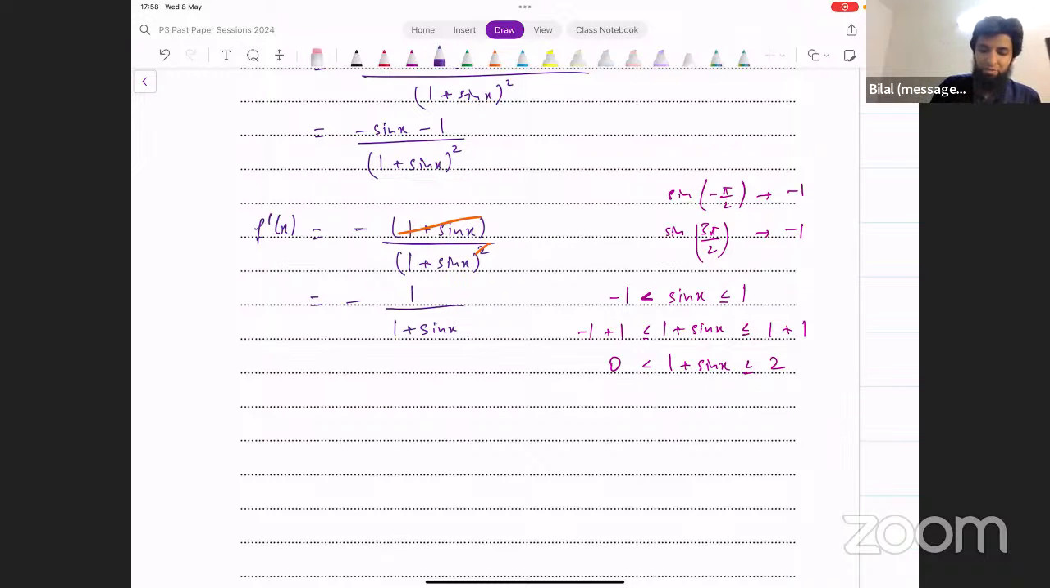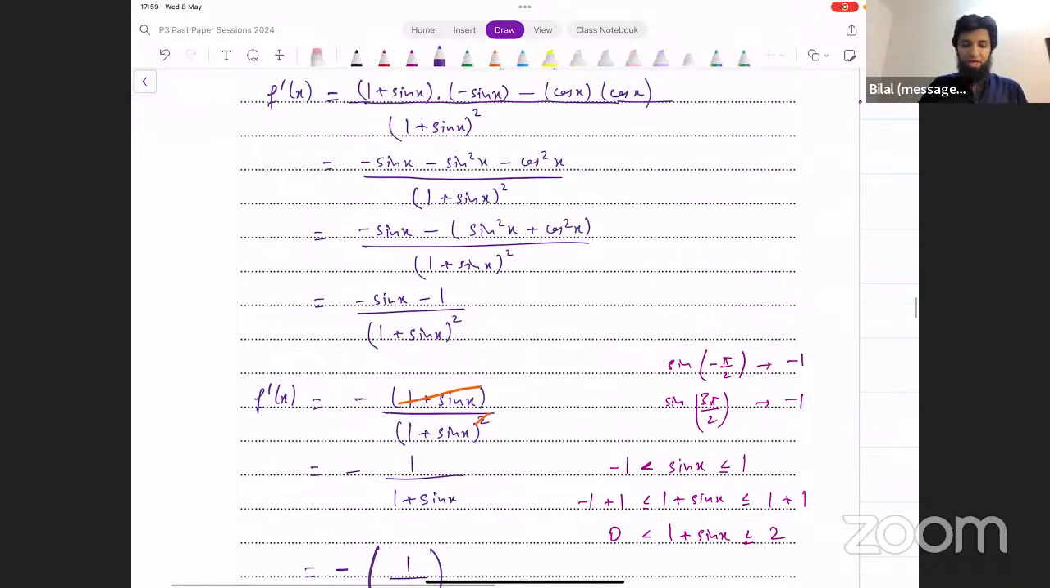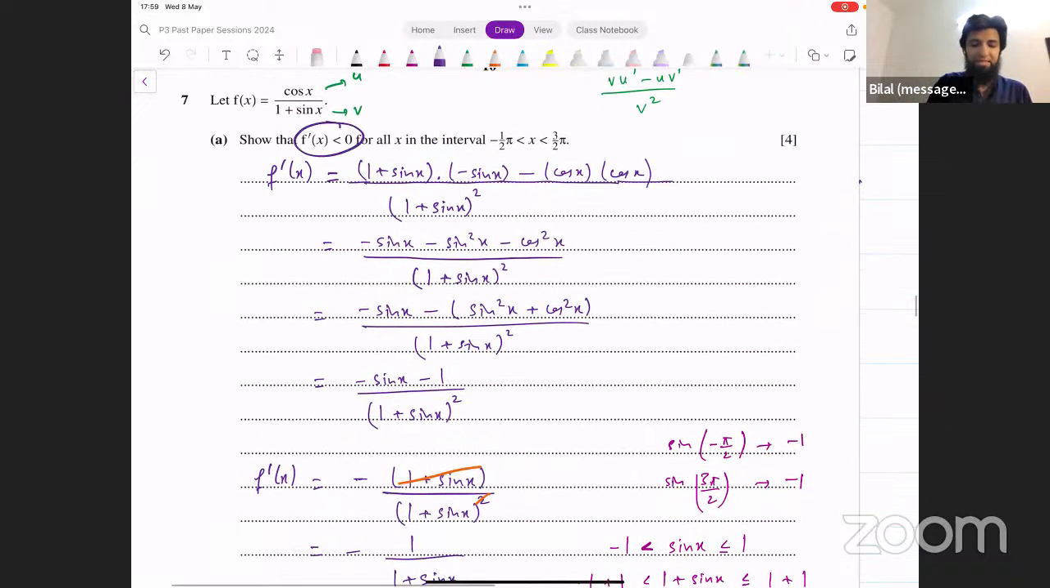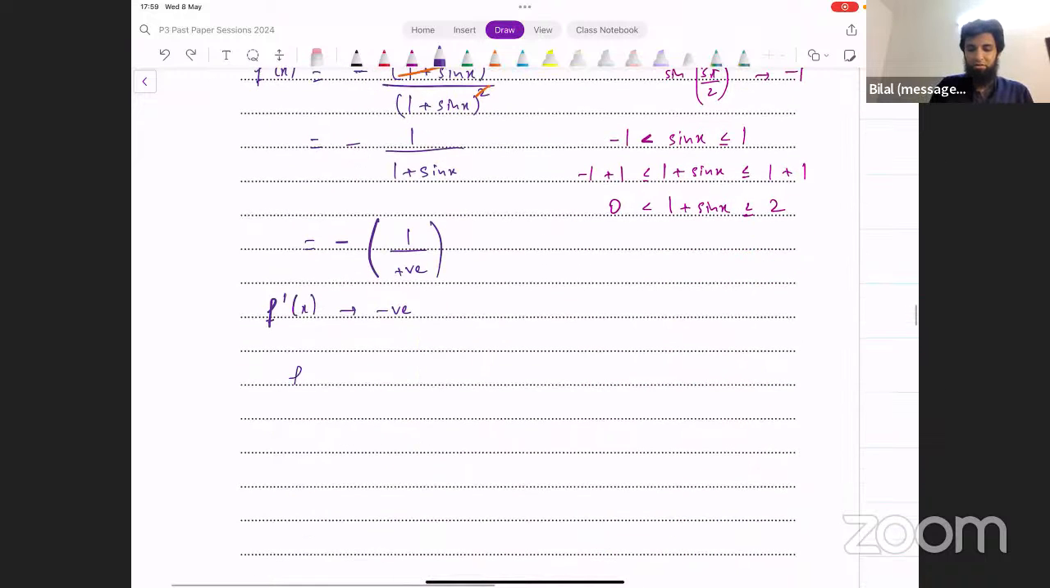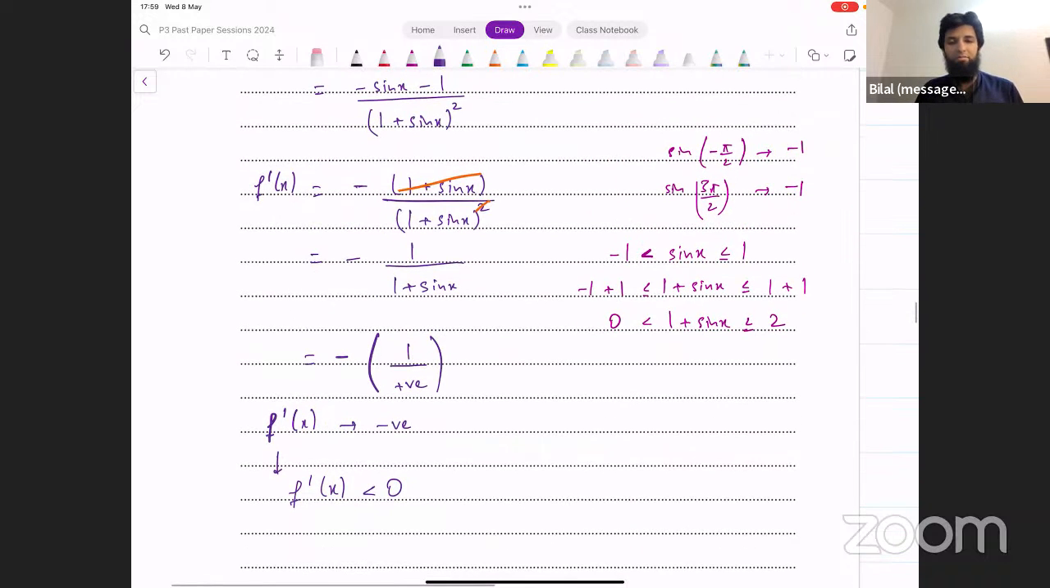Now, if this denominator is positive, we have a minus sign outside. The number inside is 1 over some positive value. So this whole thing is positive, but since we have a negative sign outside, that means f dash of x is actually going to be negative, right? Because of the negative sign outside, minus into some positive number, the whole thing becomes negative, right? So that proves that f dash of x is less than 0, no matter what the value of x is. Okay? Does this make sense? Any questions on this? Any confusion?